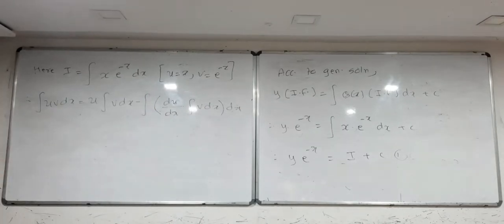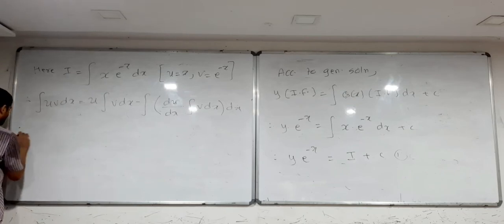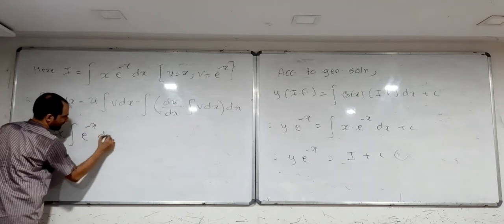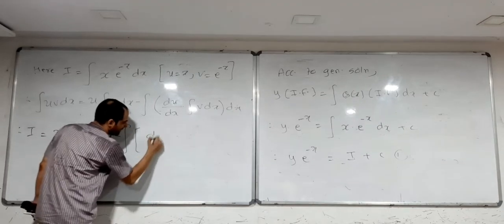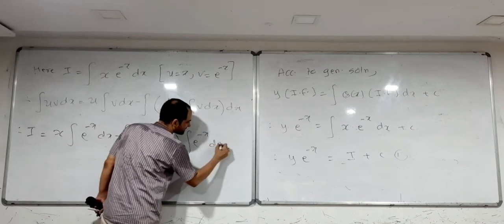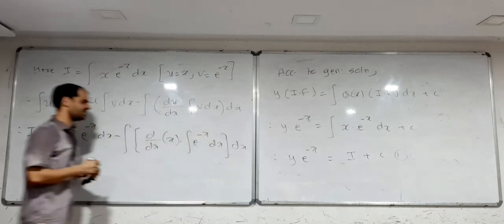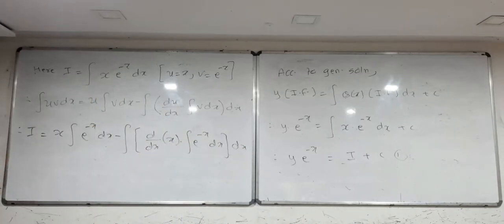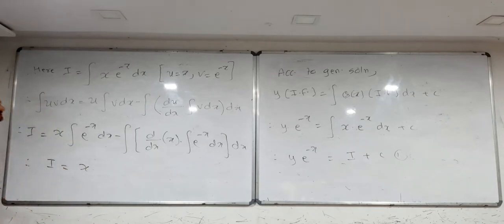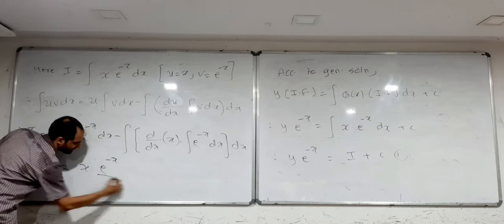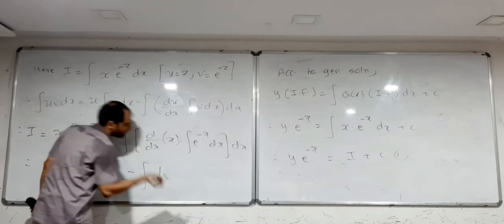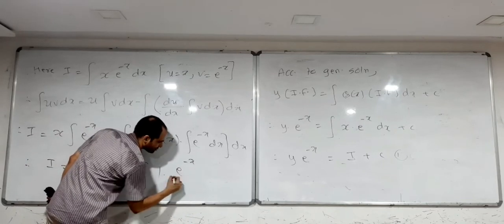And then just finish off the integration part. I is x into the integration of e raised to minus x dx minus the integration of d/dx of x into the integration of e raised to minus x dx, the whole dx. In many textbooks, they do this step directly. What do they write? I is x into what is the integration of e raised to minus x? e raised to minus x upon the coefficient of x, which is minus 1, minus the integration of what is d/dx of x, 1, into the integration of e raised to minus x, which is e raised to minus x upon minus 1, dx.